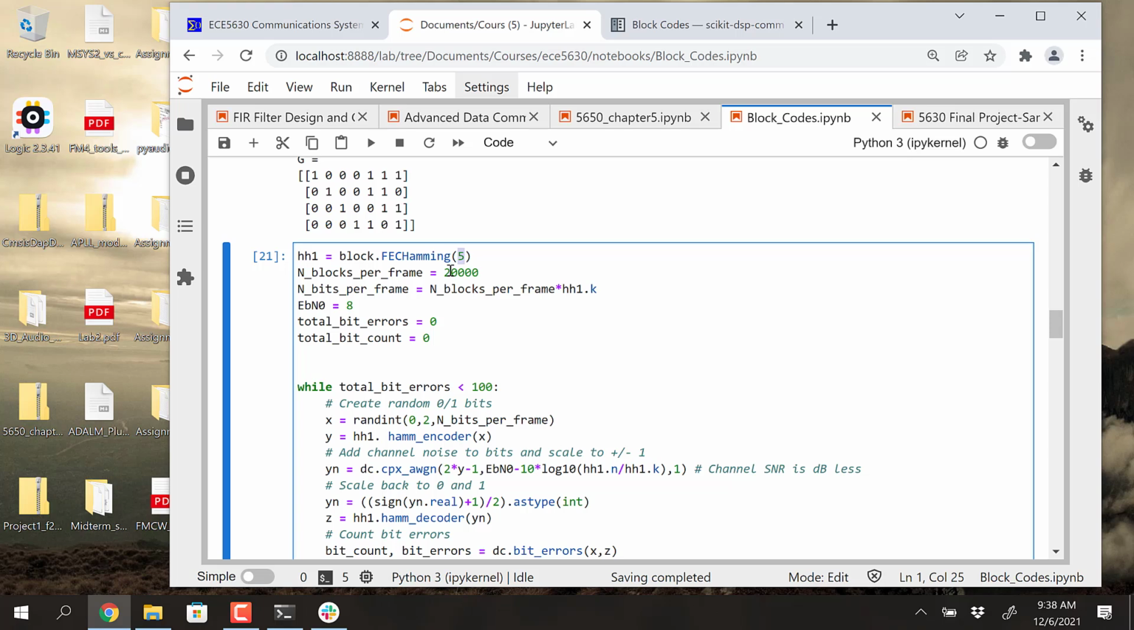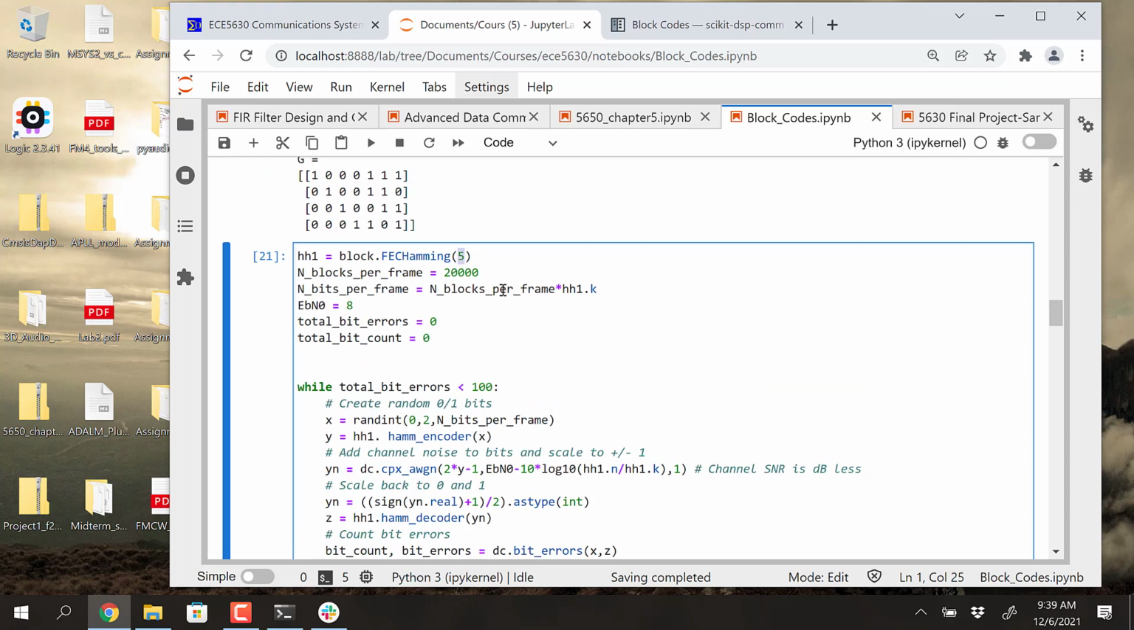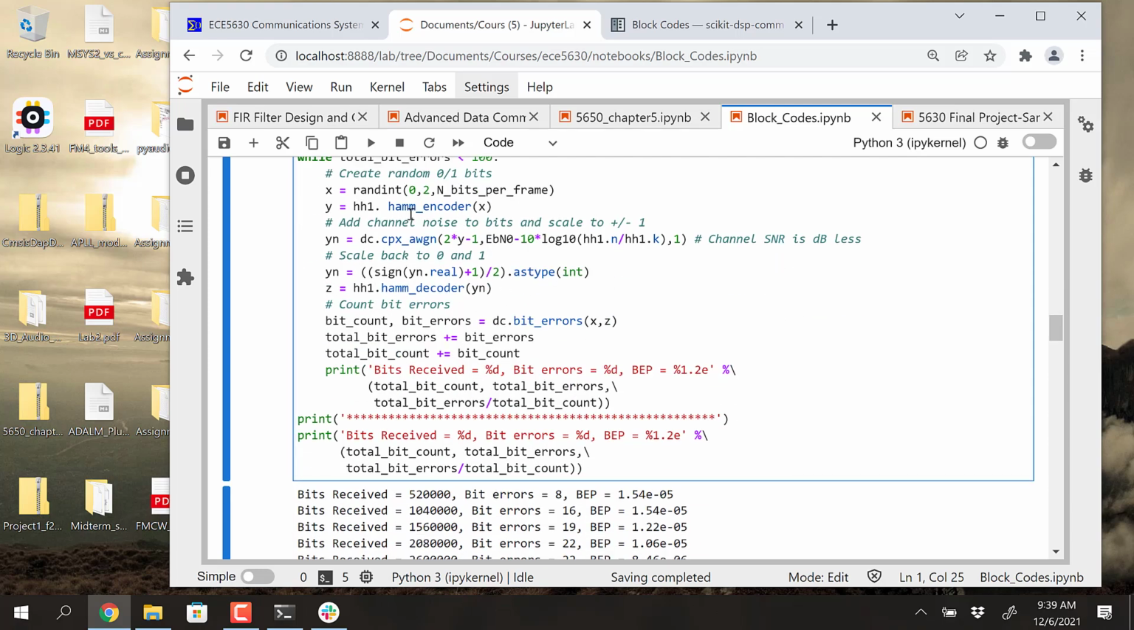Blocks per frame is going to be 20,000 blocks per frame. So he's going to send 20,000 blocks through in a one-bit error probability counting loop, and then he's going to put a while loop around this so that you are trying to get greater than 100 error events. So you're going to keep sending through this 20,000 block frame, and that's what's going on right here.